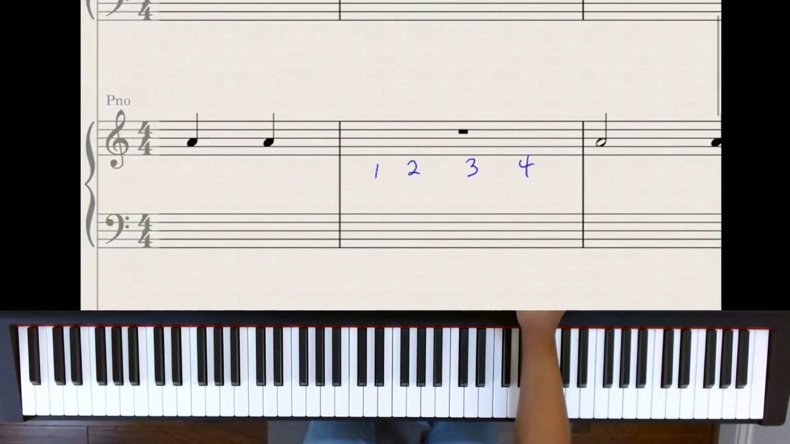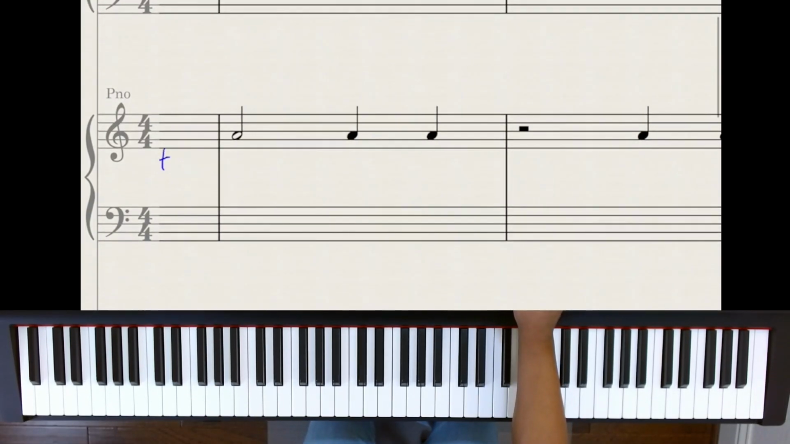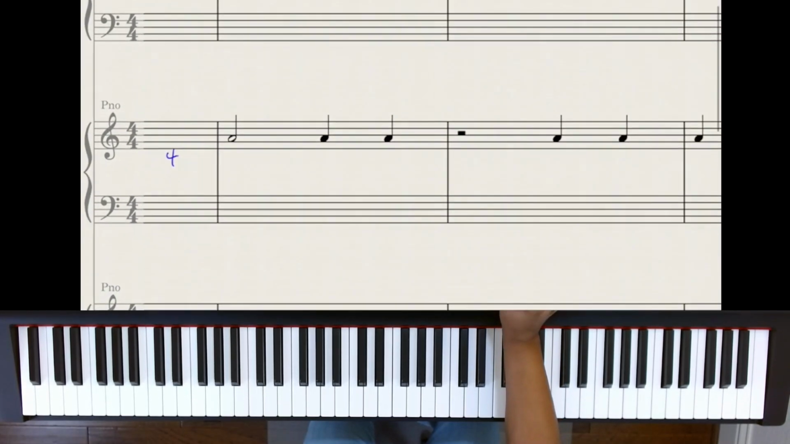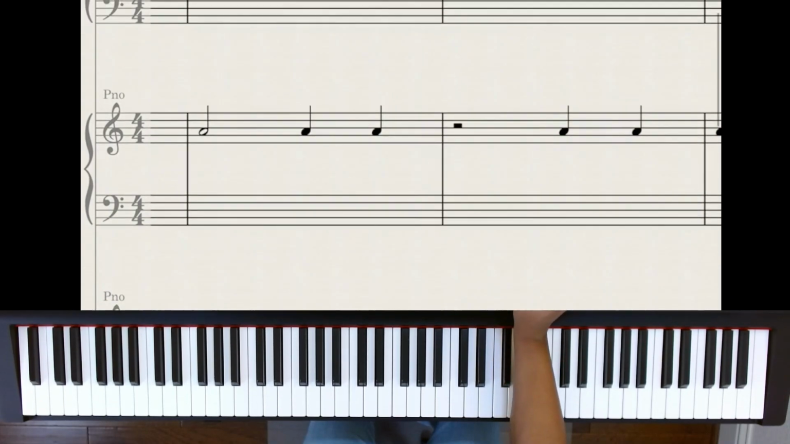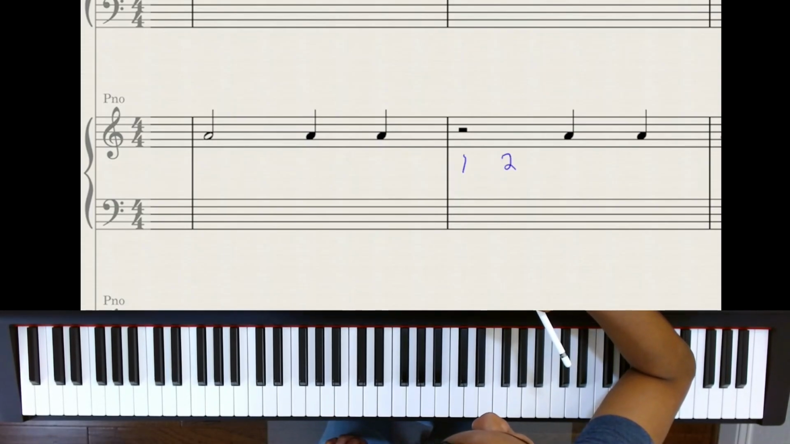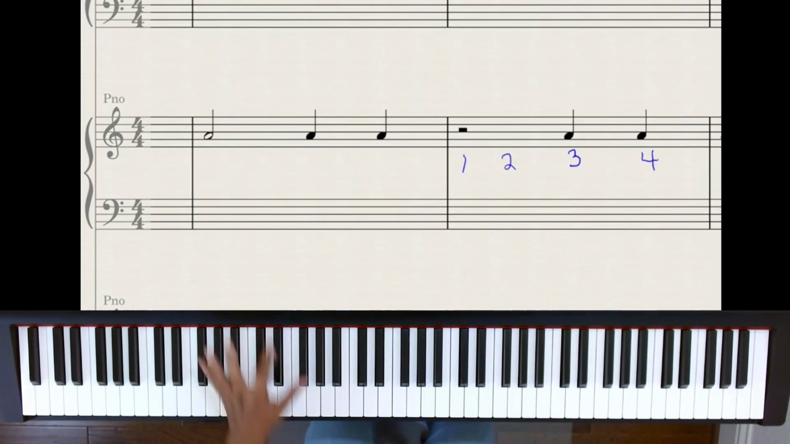Okay? Our next example has a half rest in it. So what we're going to do here is be resting for a total of 2 counts, and then we're going to come in on beat 3. And here's beat 4. So for this example, 1, 2, 3, 4, 1, 2, 3, 4.